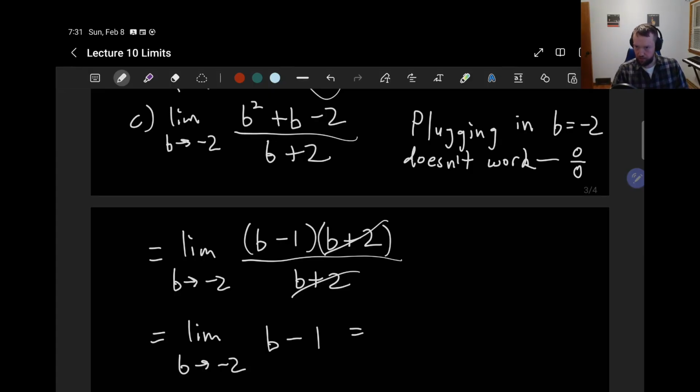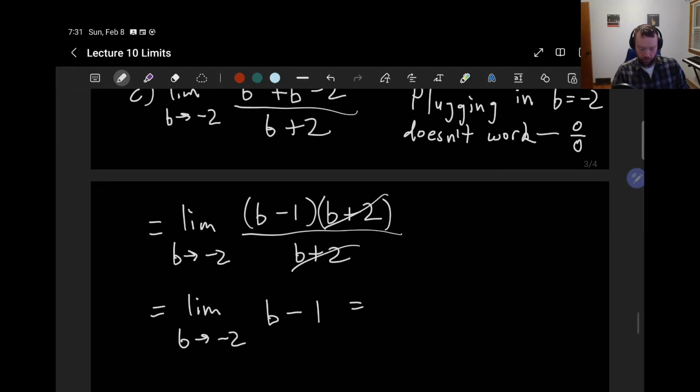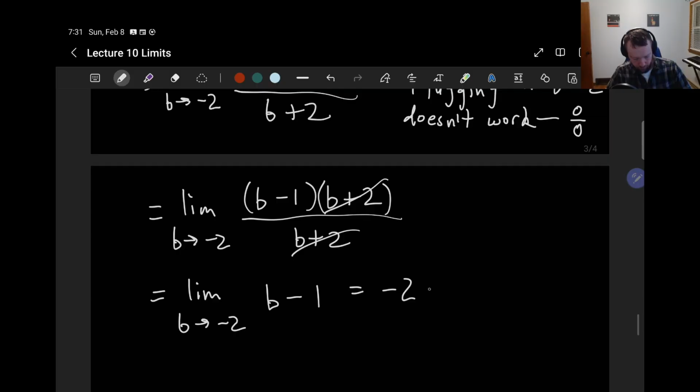Because the b plus 2's canceled, we're left with b minus 1, and we're free to just plug in -2 for b. And this tells you which y value the function is approaching.